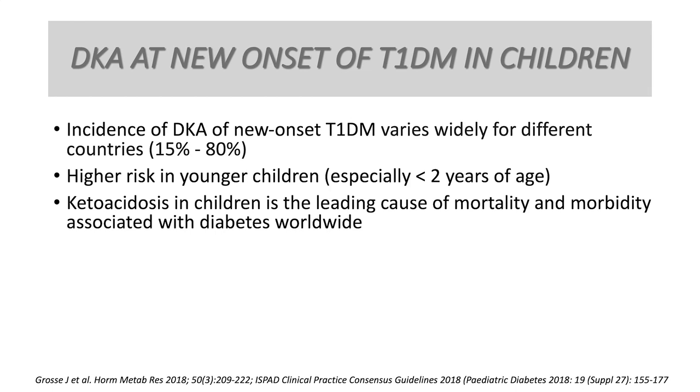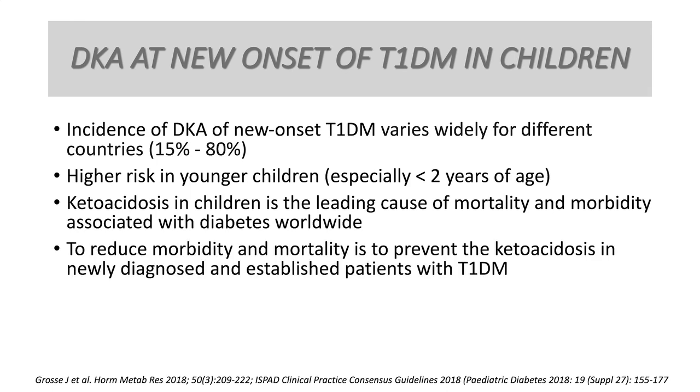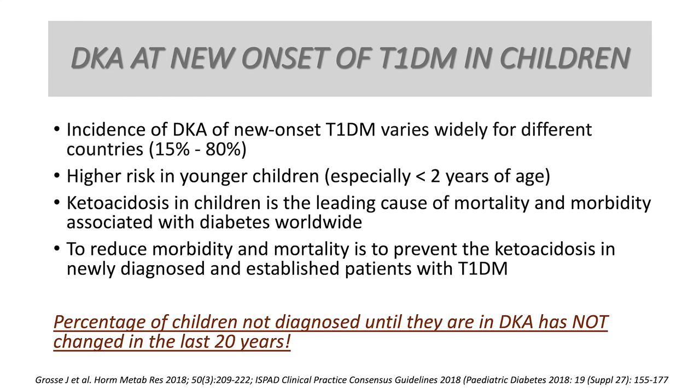Unfortunately, ketoacidosis in children is the leading cause of mortality and morbidity associated with diabetes worldwide. To reduce not only morbidity but also mortality, we need to prevent ketoacidosis, not only at new onset but also in those with an established diagnosis. Unfortunately, in the last 20 years, the percentage of children not diagnosed until they are in DKA has not changed.